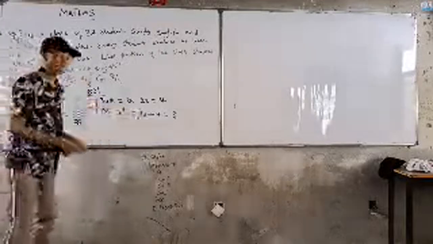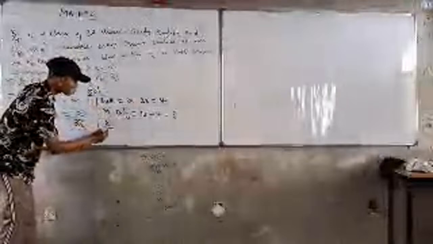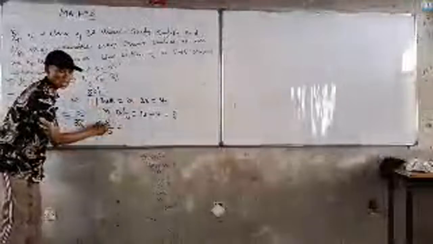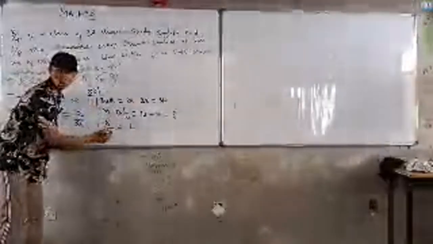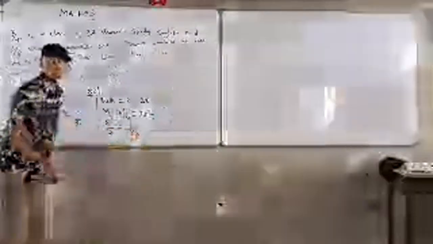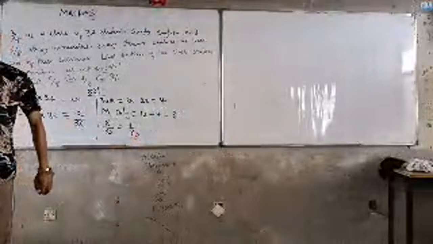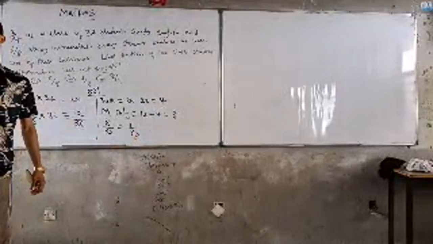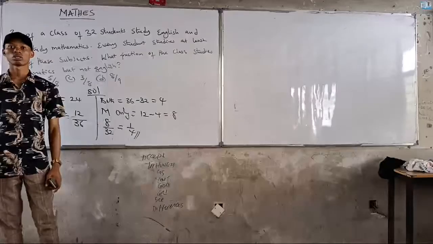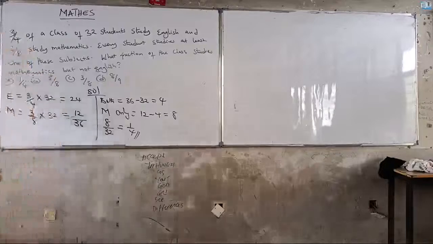But the question was, what fraction? So 8 is what fraction of the class? 8 over what? How many persons do we have in the class? 8 over 32. Reduce it. 8 into 32, 1 over 4. Even the person that said she got the answer, surprise. That's it.